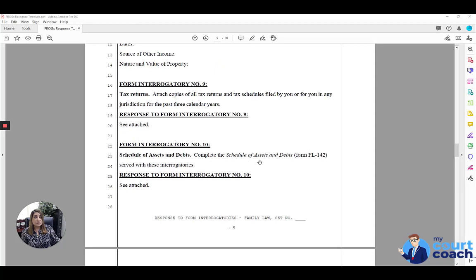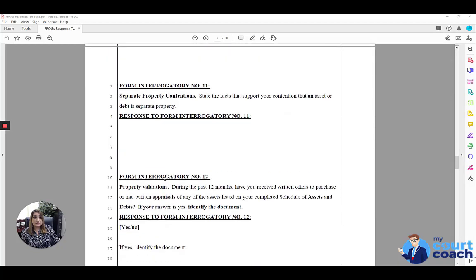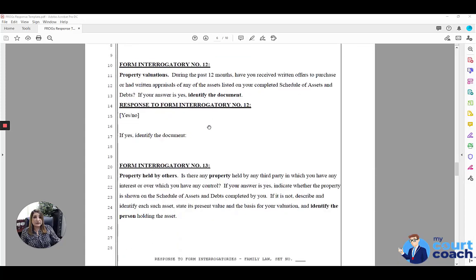If you were asked to complete a schedule of assets and debts as part of your response, and you've done so, you want to say see attached. Item 11, if you're being asked if there are any assets that you believe is your separate property, then you just need to state the facts that support your contention that it is. Item 12 is asking for any property valuations. It's a yes or no question.